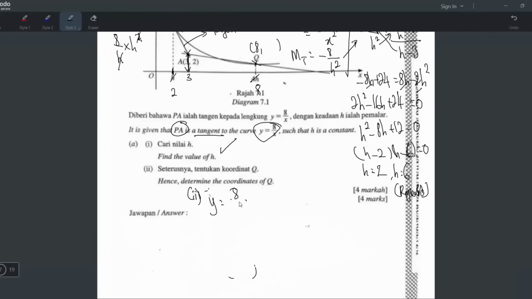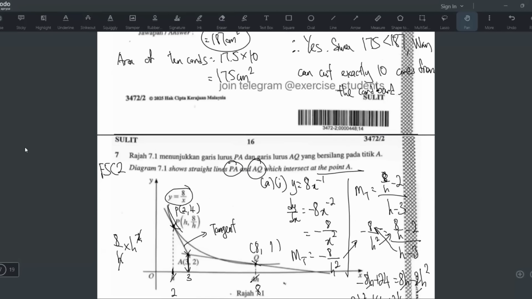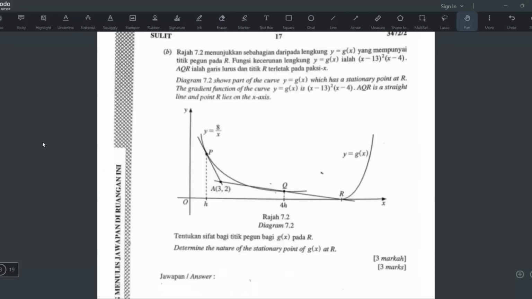So the curve equation is y equals 8 over x. So it should be y equals 8 over x, substitute x as 8. So y equals 1. So the coordinate should be 8, 1. And then write Q here. Okay, now this is correct. The coordinate is 8, 1. I was careless here. I thought the 8 is the y coordinate. Okay, that's all.